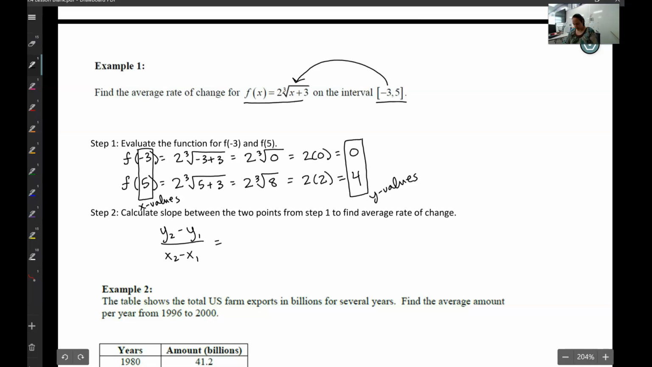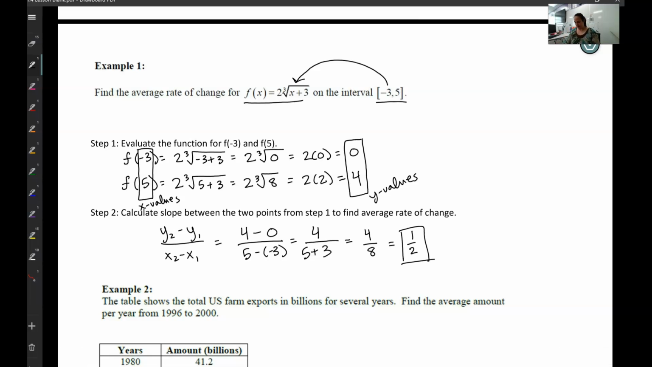So the second y value is 4 minus the first y value is 0 divided by the second x value is 5 minus the first x value is negative 3. Be careful in that denominator because two negatives make a positive. So you get 4 over 5 plus 3, which is 4 over 8. Simplifies to 1/2. And we're done.